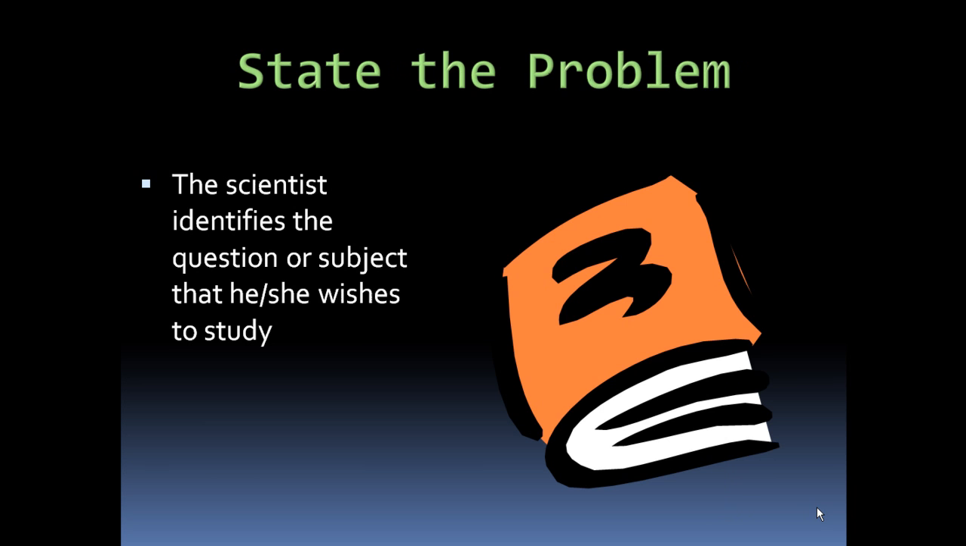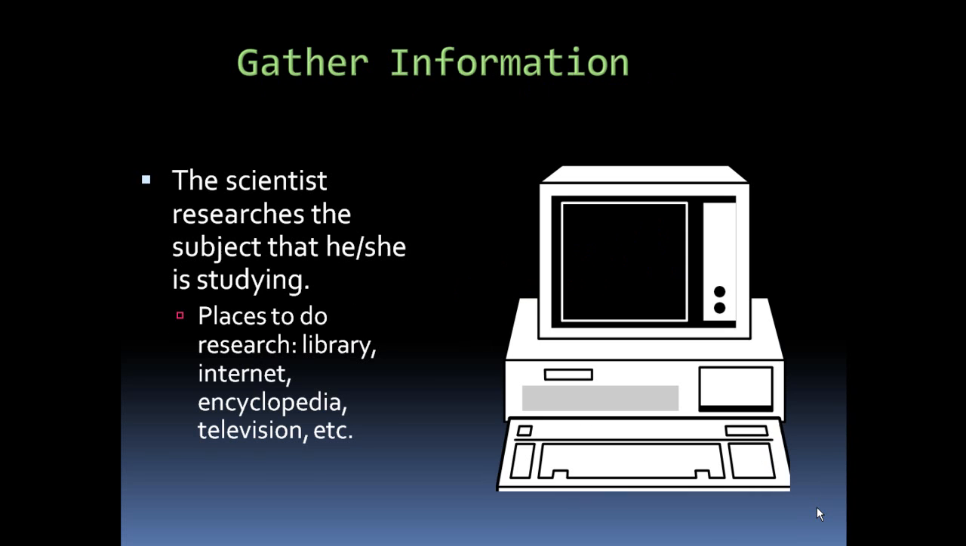The first step of the scientific method is you're going to state the problem. So obviously you have to identify a problem in order to try to solve it. So a scientist at this step identifies the question or subject that they want to study. And believe me, there's many of those.